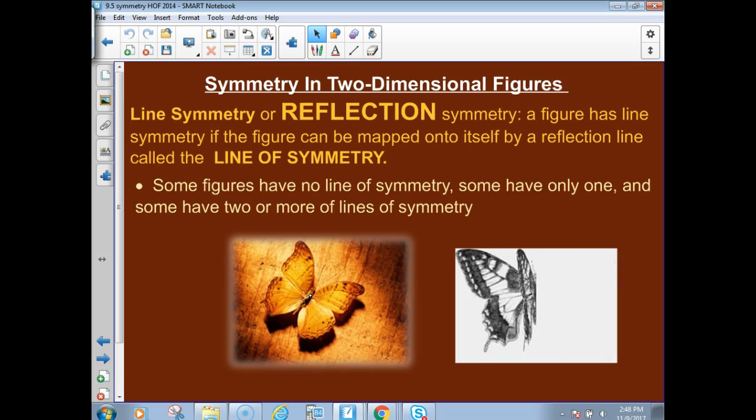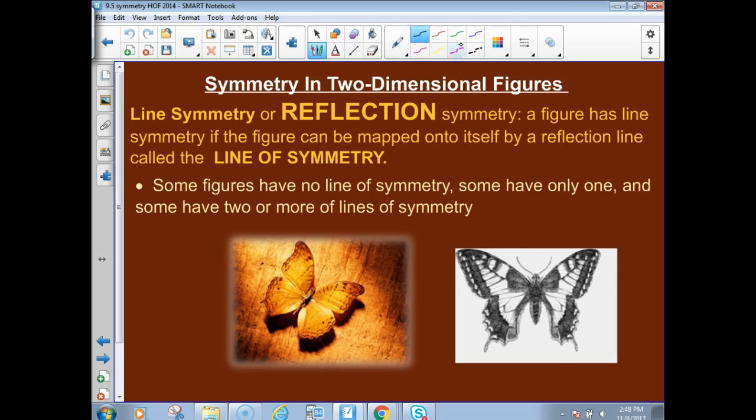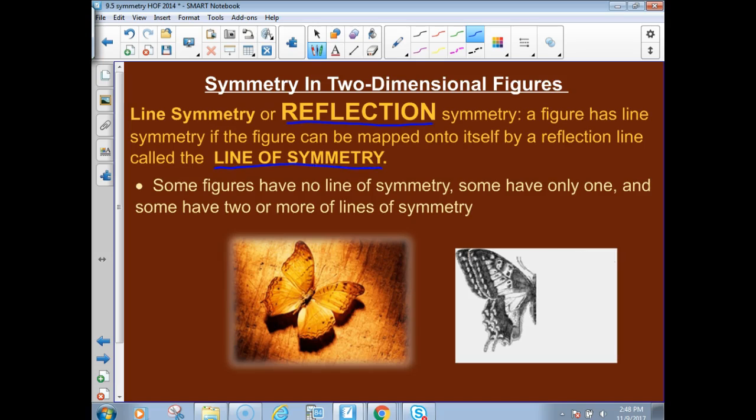Now, of course, you have this picture on your paper, but you can't have a moving object on your paper. So this is kind of cool looking to see it, that when the butterfly closes, its wings match up. And its body has symmetry as well. It has two antennas. So a line of symmetry or reflection symmetry: a figure has line symmetry if the figure can be mapped onto itself by a reflection line called the line of symmetry. These are things you have to fill in on your worksheet.